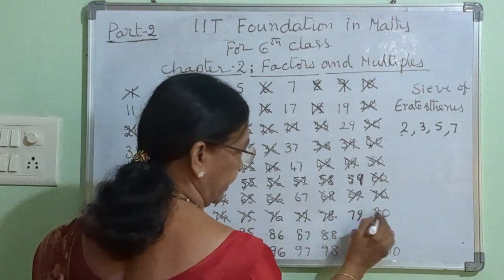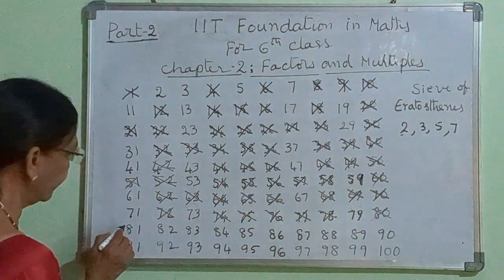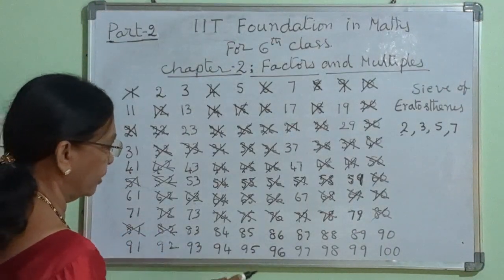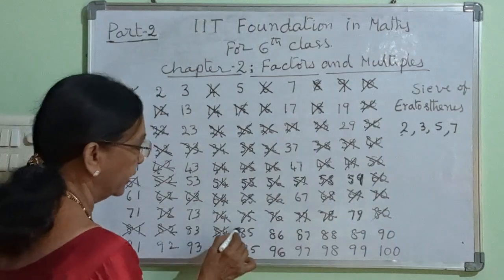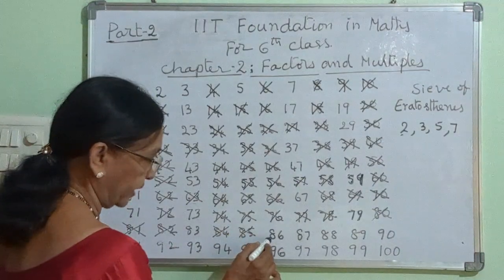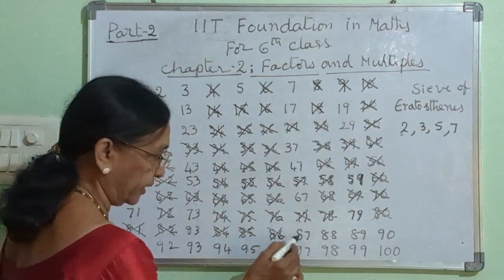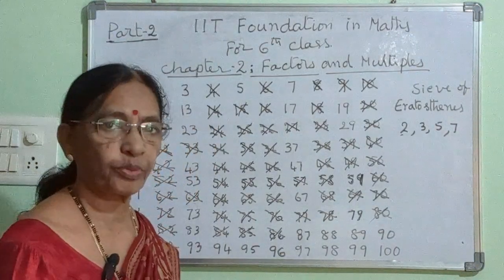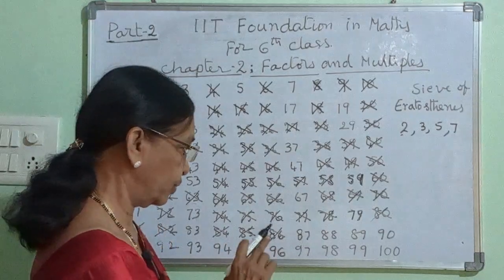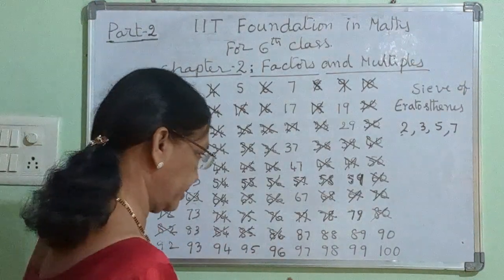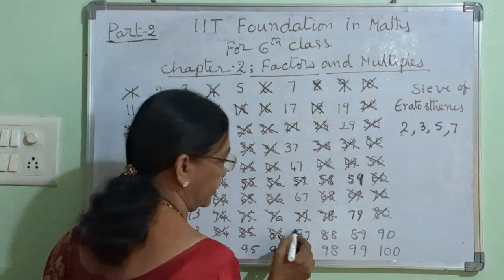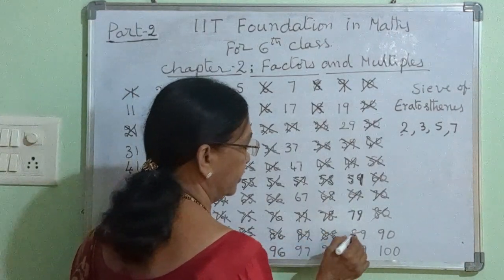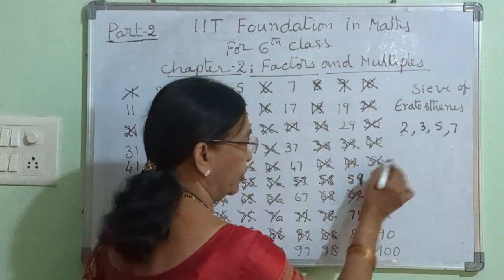79. 80 divisible by 2, 81 divisible by 3, 82 divisible by 2, 83 not divisible, 84 divisible by 2, 85 is divisible by 5, 86 is divisible by 2, 87 is divisible by 3, 3 twos are 6, 3 nines are 27. So it is divisible by 3. 88 is divisible by 2. 89 is not divisible by any of the numbers.